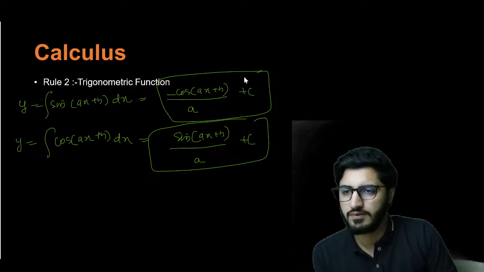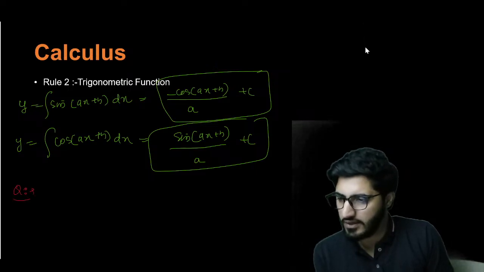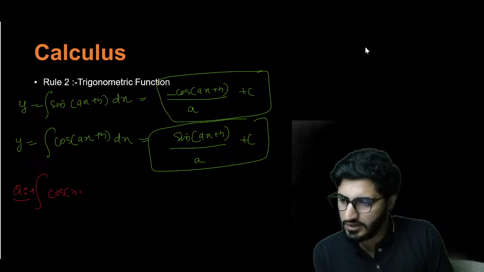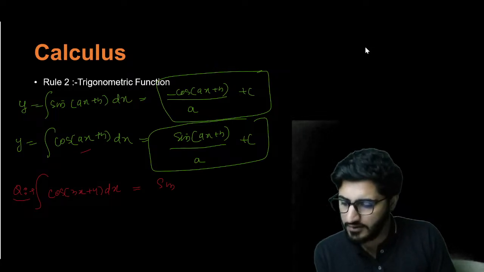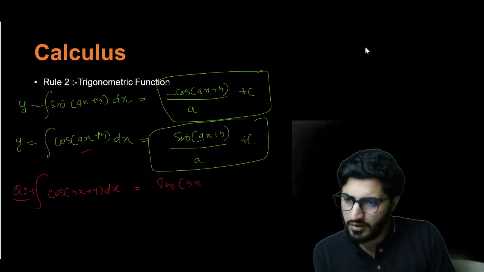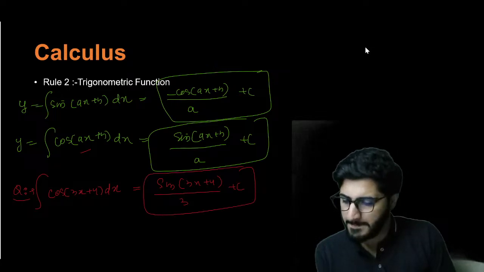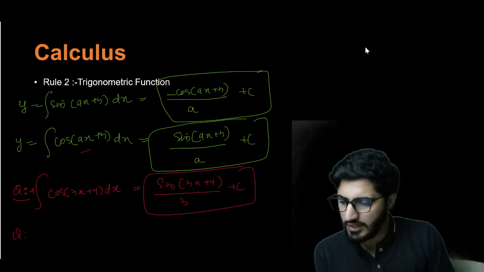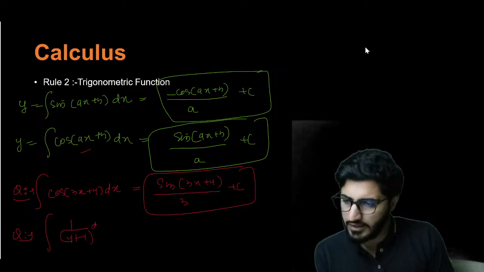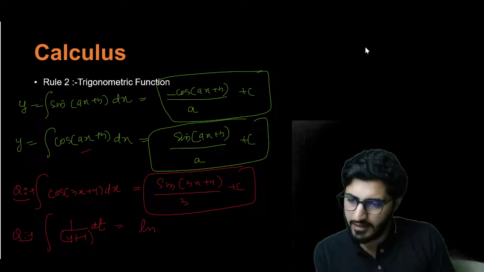We'll do some numericals also. Let's suppose we are having a numerical: integration of cos of 3x plus 4 with respect to dx. Its value will be sine of 3x plus 4 divided by 3, plus c. One more question: integration of 1 divided by 4t minus 1 with respect to dt. I can write ln of 4t minus 1 divided by 4, plus c.